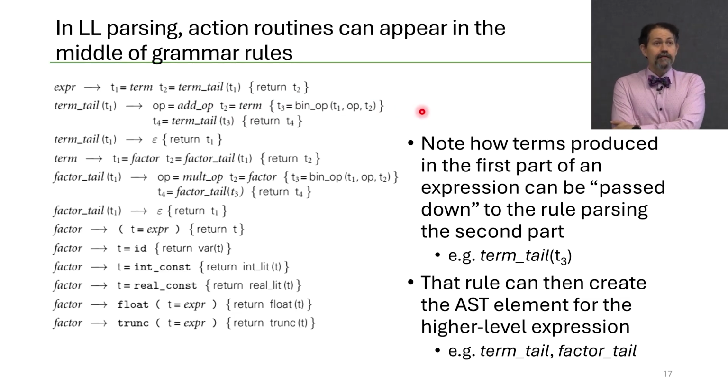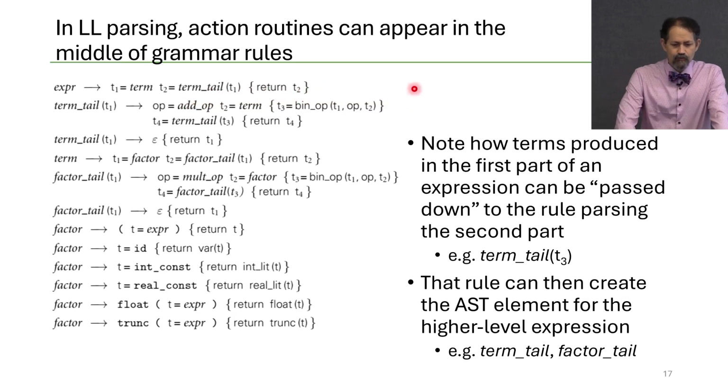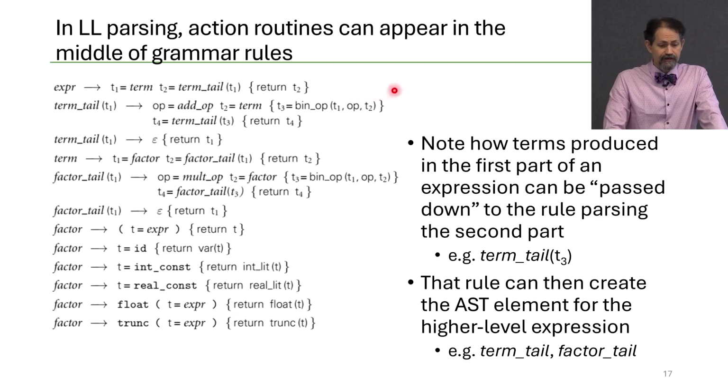So in our term tail, we're going to have a couple of different action routines. So one, if we get the add op, then we will construct a term T3, which is constructed from the add op and the second term T2. But where did the first term come from? Well, that was parsed up here in expression.